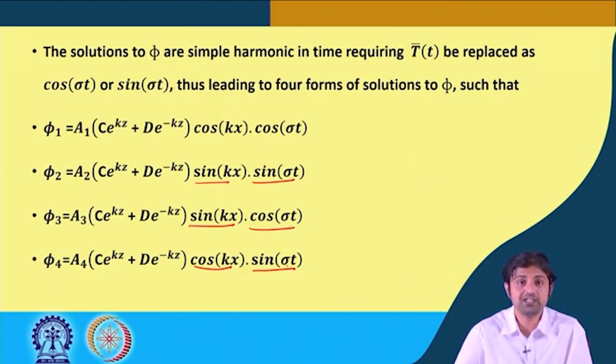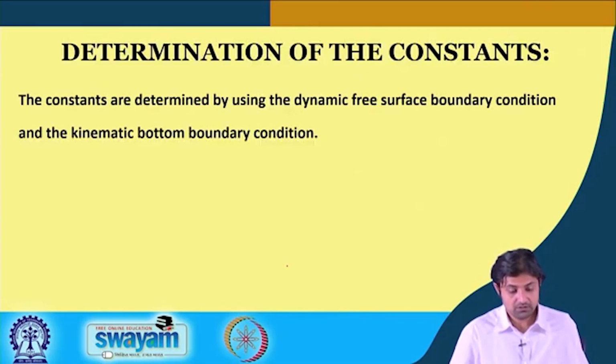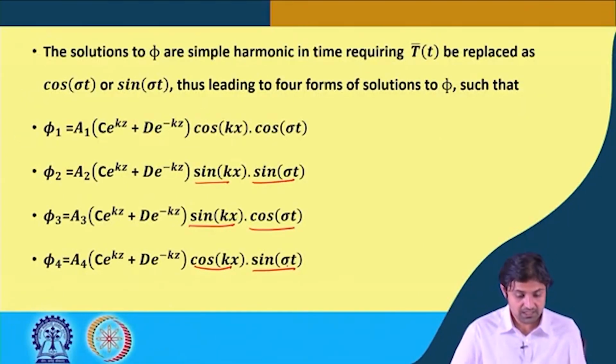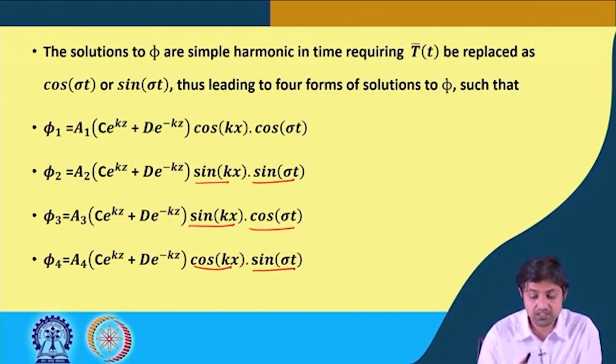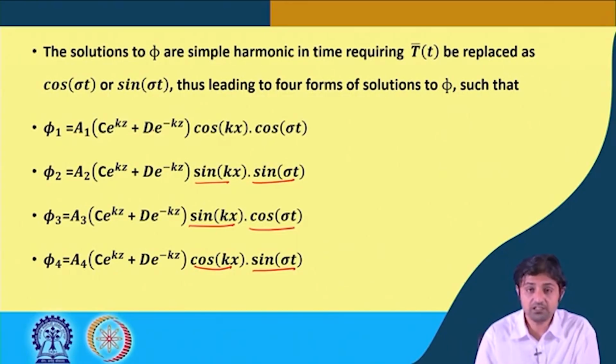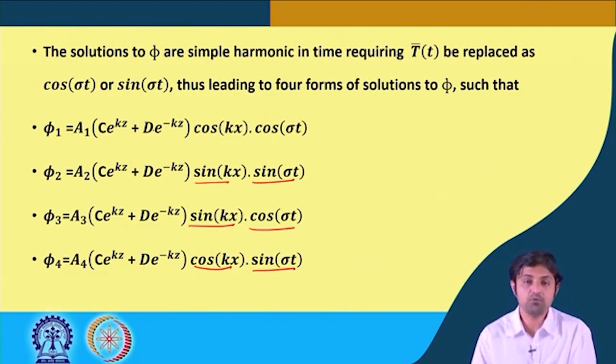Which ones we will come to later, but for now we have assumed 4 different terms, phi 1, phi 2, phi 3, phi 4. One would be phi 1 minus phi 2, the other could be phi 3 minus phi 4, but that we will come to later. These terms have constants a1, c, d. Sigma is related to the time period, k is related to the wave period, that will come later, but more importantly we have to find these constants a1, c and d.